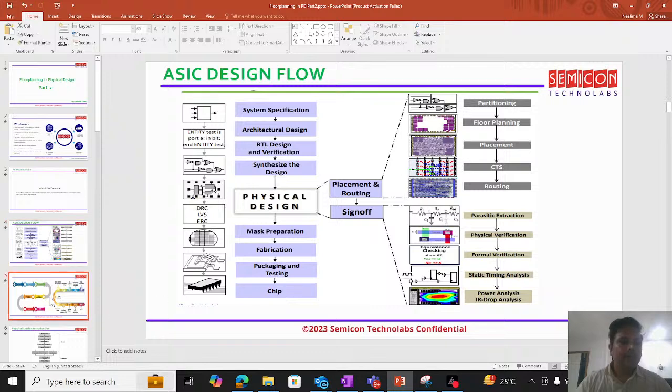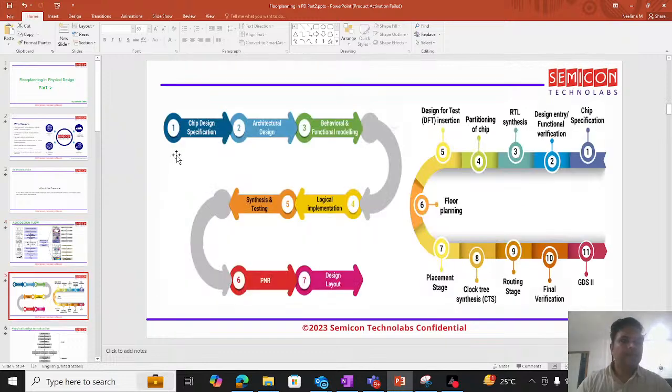Okay, and then this is a cycle where from chip design specification, we are going to architectural design, followed by behavioral RTL coding, and then followed by functional modeling, which is nothing but structural RTL coding, and then logical implementation, where we are mapping the RTL into netlist, and then synthesis and testing, where we are optimizing the PPA, and then after that we are doing the testing and then adding the DFT logic, right? Then PNR, and then followed by design layout.